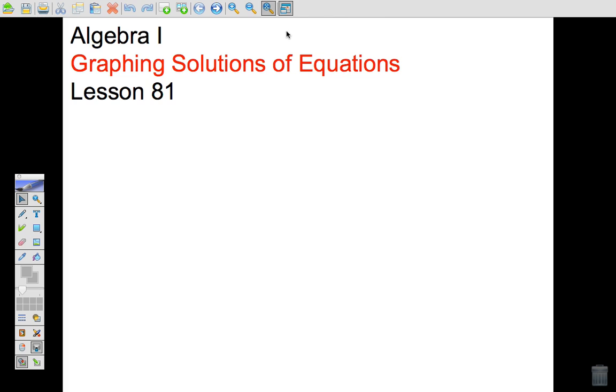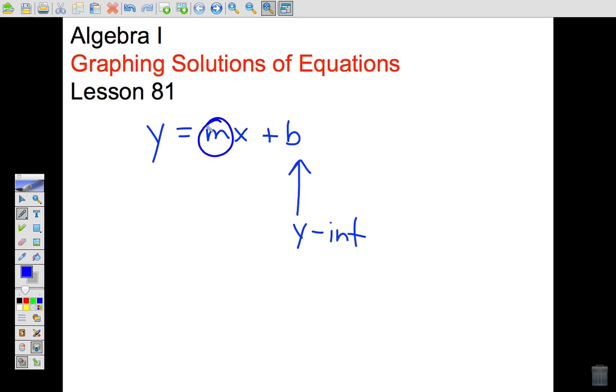Okay, we're going to talk about graphing solutions of equations here. This is lesson 81, and so far we've talked about the slope-intercept form, which is y equals mx plus b. Remember, the b part is the y-intercept, or in other words, where it crosses the y-axis. The number in front of the x is called the slope. Remember, slope is rise over run.